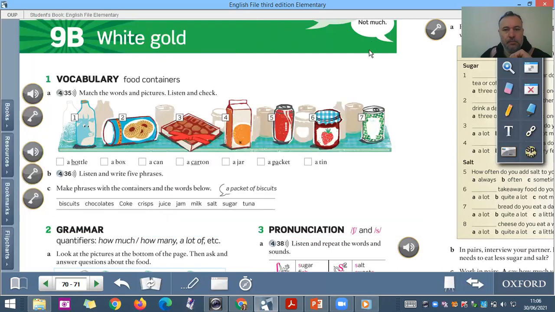1. A bottle of oil. 2. A packet of rice. 3. A tin of tomatoes. 4. A box of cereal. 5. A carton of soup.